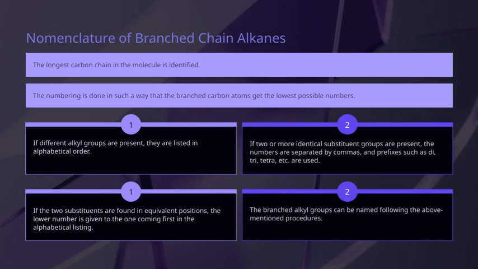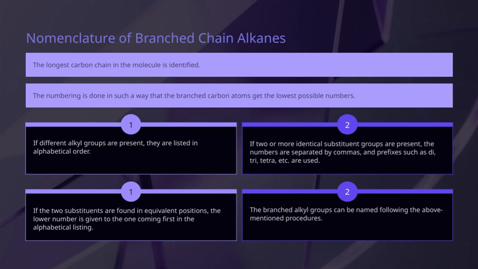Let's take a closer look at how to name branched alkyl groups. As we've discussed earlier, we follow specific procedures to assign the correct names. When there are multiple identical substituents, we use prefixes like di, tri, tetra, and so on, and separate their positions with commas. For example, if there are two methyl groups attached, we would say dimethyl and specify their positions accordingly.